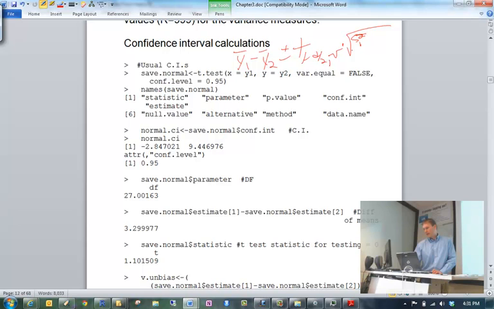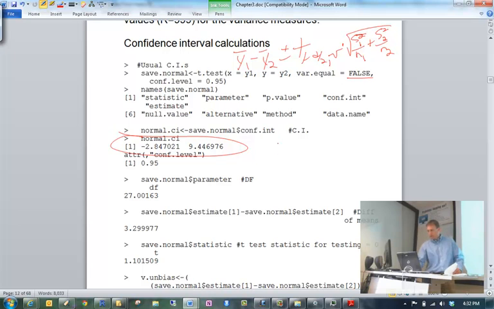And then we multiply it by the square root of s1 squared over n1, plus s2 squared over n2. Something that you learned about in a class like Stat 218. If you want to know how to do it in R, use the t.test function. Note that there's an argument called var.equal, and I put FALSE, so I didn't want to make that assumption. And here is my interval, negative 2.8 to 9.4.